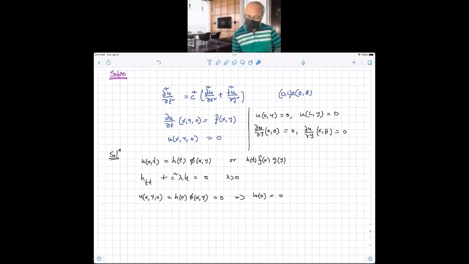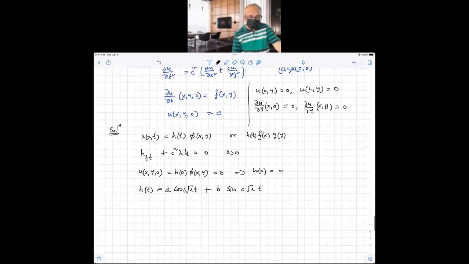So this one will now have a solution of the form a lambda t plus b, doesn't matter uppercase or lowercase, as long as sine c square root of lambda t. Okay, so then we will have an eigenvalue problem.